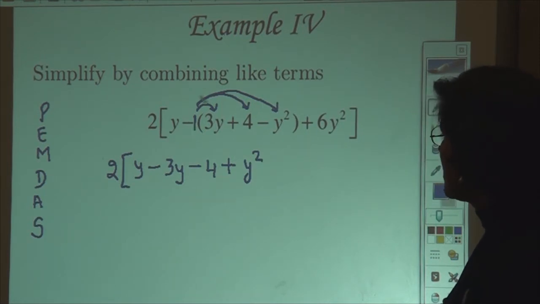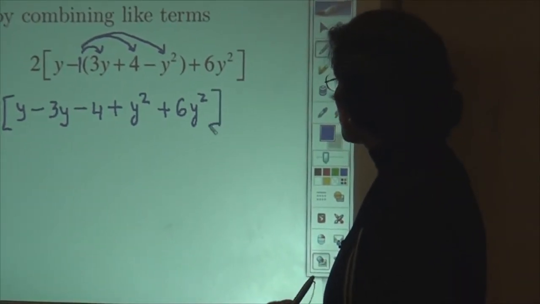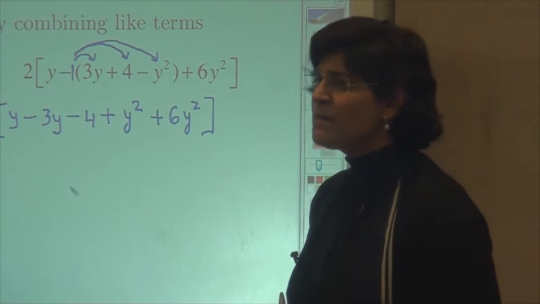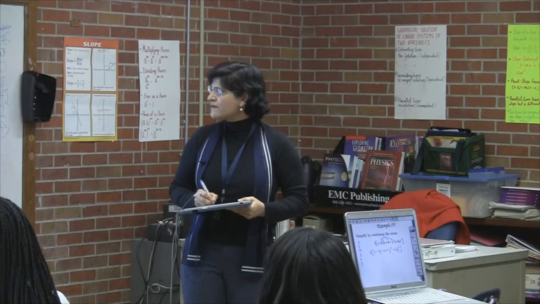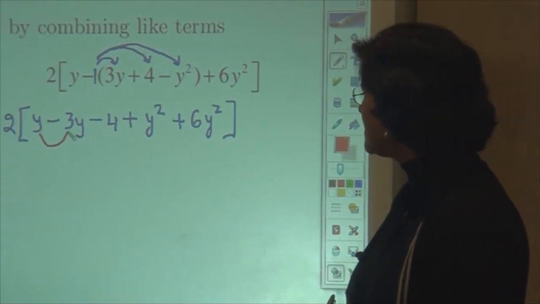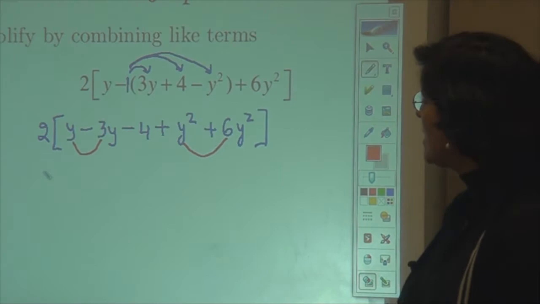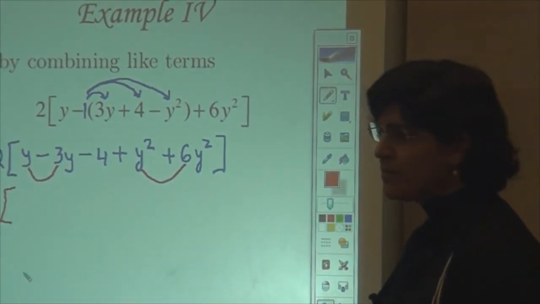Because two negatives, when I distribute my negative 1 to the term inside, we will get a positive y squared, and plus 6y squared within the square bracket. Okay, now within the square bracket, can we combine something? Yes, we have some like terms. So let's connect these like terms because they can be combined. And we will have 2 outside, and let's open our square bracket.